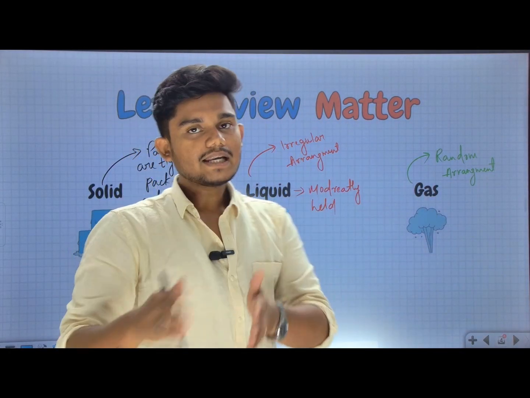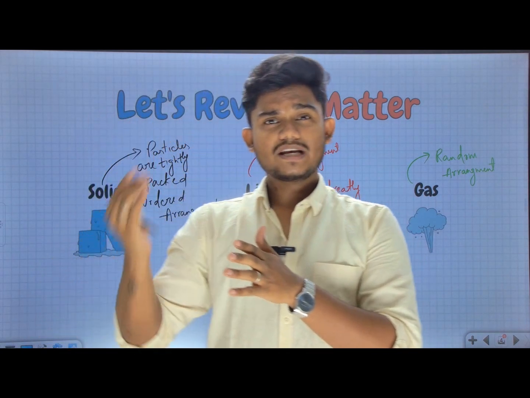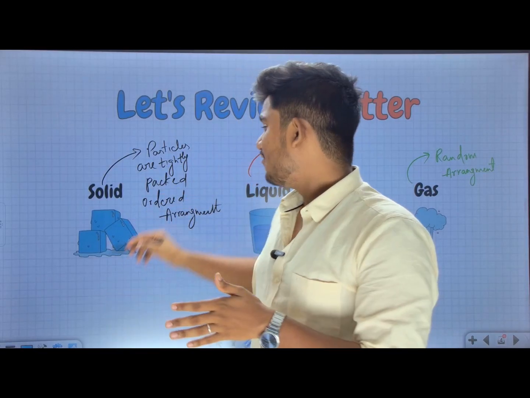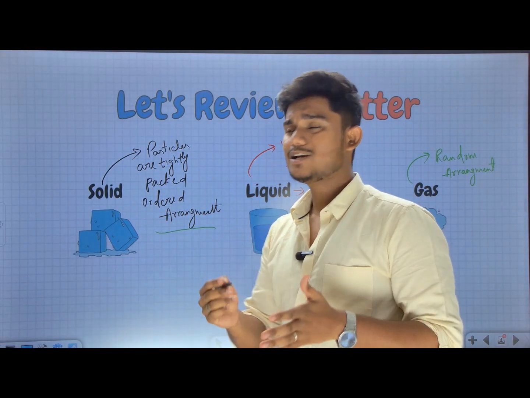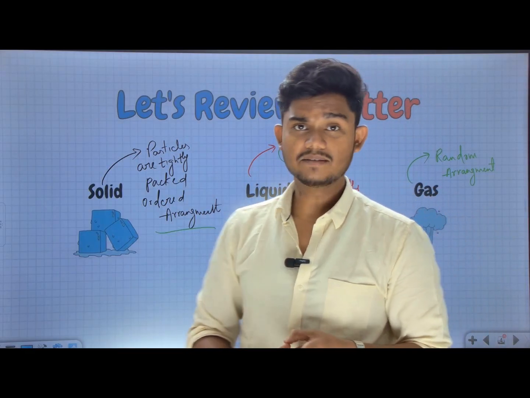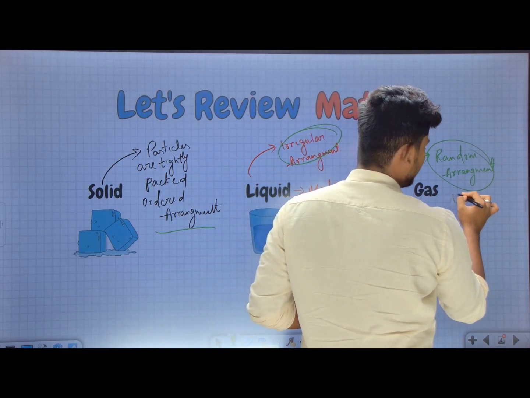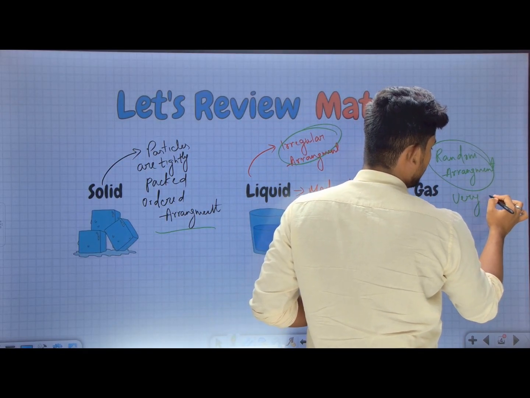So based on the particle arrangement of matter, matter is divided into three types: solid, liquid, gases, where solids have very ordered arrangements, liquids have irregular arrangement, but that is not random, because gases have very random arrangement and are very loosely packed.